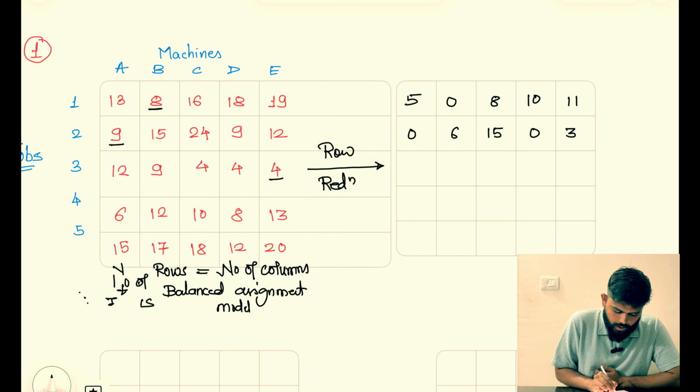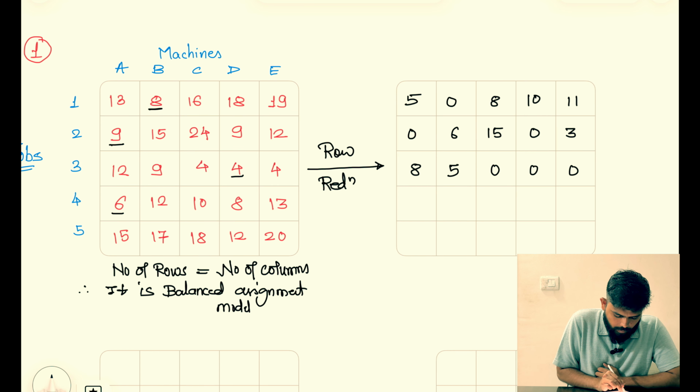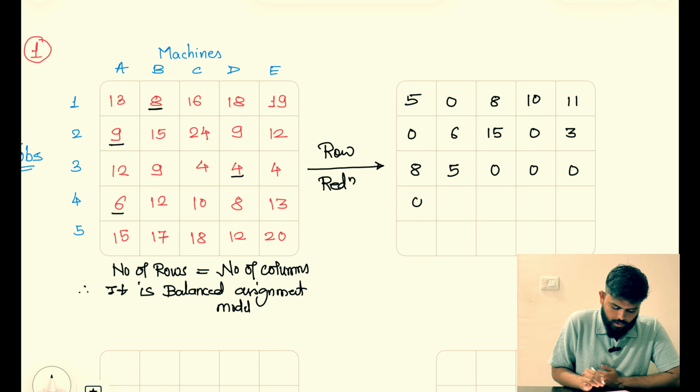We have 4 as the minimum value. So 12 minus 4 is 8, 9 minus 4 is 5, 4 minus 4 is 0, 0, 0. In the fourth row, 6 is the minimum value. So we have 6 minus 6 as 0, 12 minus 6 as 6, 10 minus 6 as 4, 8 minus 6 as 2, and 13 minus 6 as 7.